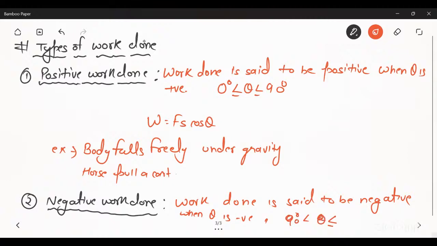That even in the second quadrant, beta is from 90 to 180, which means 90 is not included. In the first quadrant, 0 is included and 90 is not included. In the second, 90 is not included and 180 is included. So in the second quadrant cos theta is negative, so work done is negative. In that case, W is equal to minus Fs cos theta.